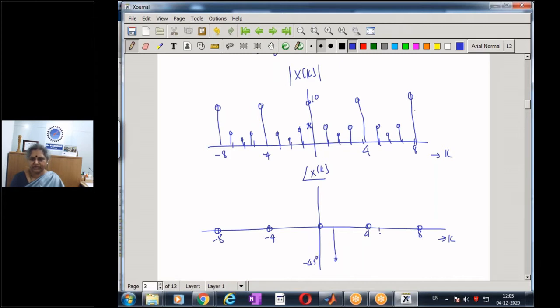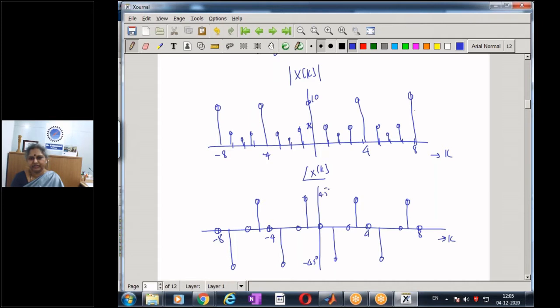What happens at 1 also happens at 5. And what happens at 1 also happens at minus 3 and minus 7. So minus 45 degrees. And of course, again, it's 0 for k equal to 2. Then we have the phase angle as plus 45 degrees for k equal to 3. And what happens at 3 also happens at 7, happens at minus 1, and happens at minus 5.